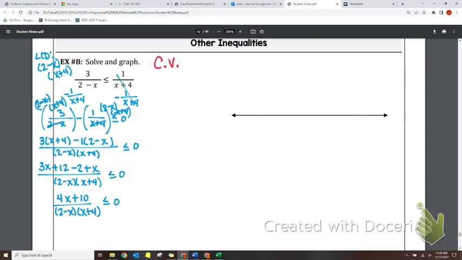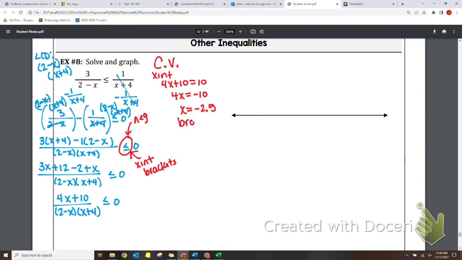Before we get going on that, though, I can see I'm looking for less than or equal to 0, so I'm going to be looking for where it's negative, and it has an equal to, so that means my x-intercepts will have brackets. So don't forget. All right, so my critical values, my x-intercepts, where the numerator is equal to 0. So 4x plus 10 equals 0. Subtract the 10. So 4x is negative 10, divide by 4, so x is negative 2.5, or negative 5 halves. And we said x-intercepts are going to have a bracket.